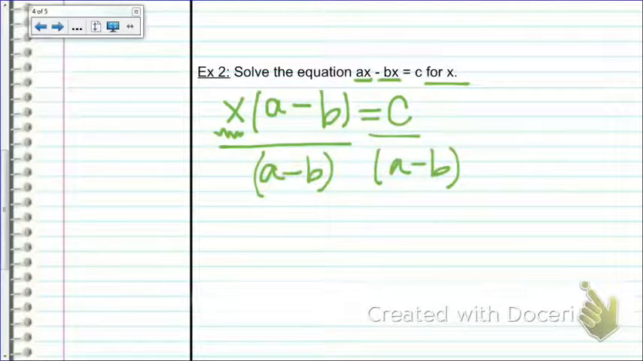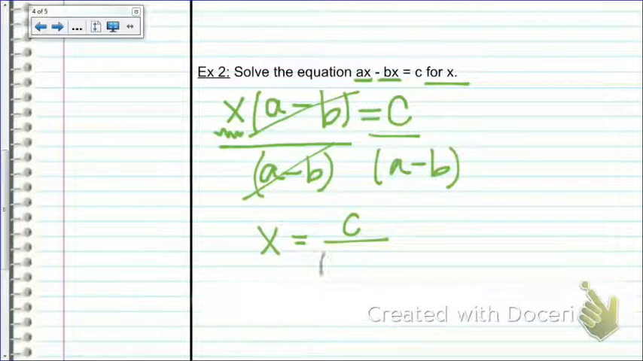Because let's think about it. a minus b divided by a minus b reduces to 1, and we have just x on the left-hand side. What do we have on the right-hand side? We have c divided by a minus b. Can we do anything else with those variables? So you just leave it. So x equals c over a minus b.